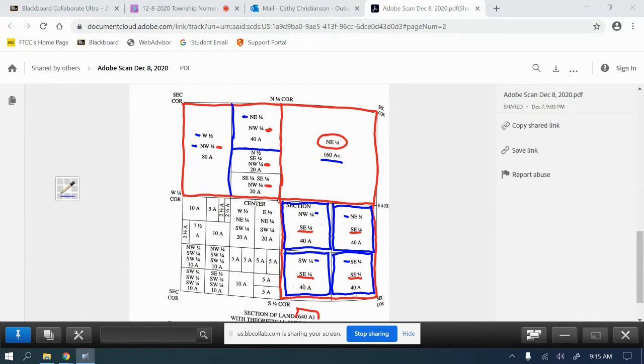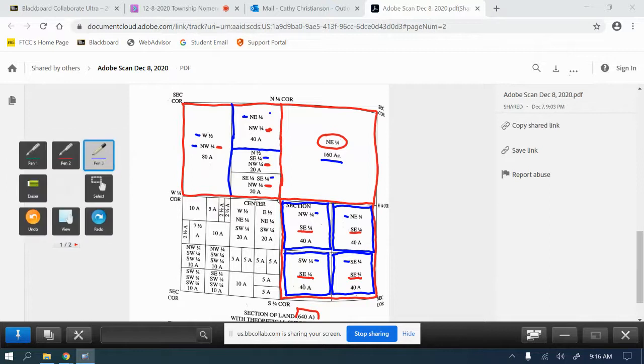So out of that, it is in the southwest 1/4. If you call this one quadrant 1, northeast 1/4, quadrant 2, southeast 1/4, and this is still in the southeast 1/4, and then that one was the west half. Now we're going to break it down to the smaller.